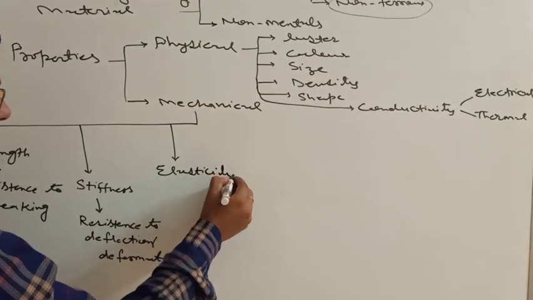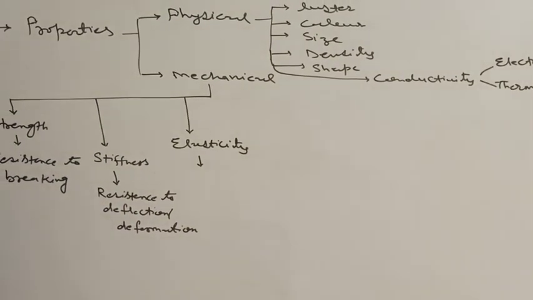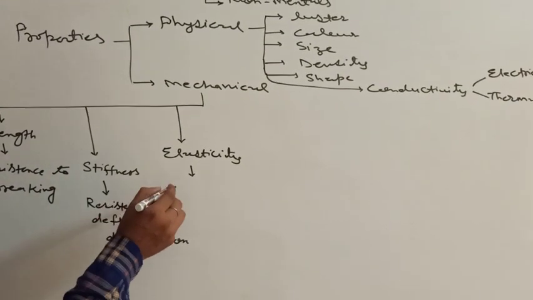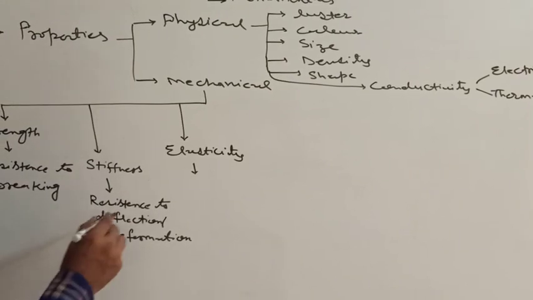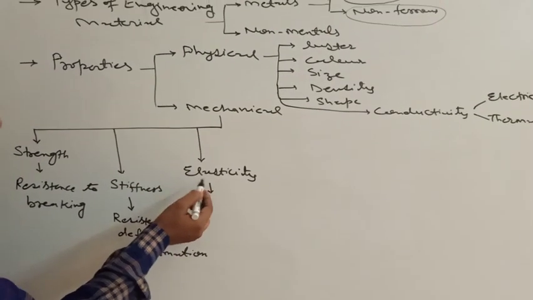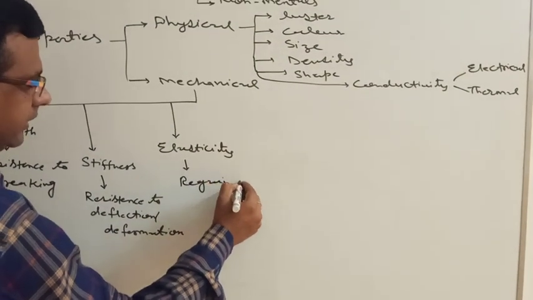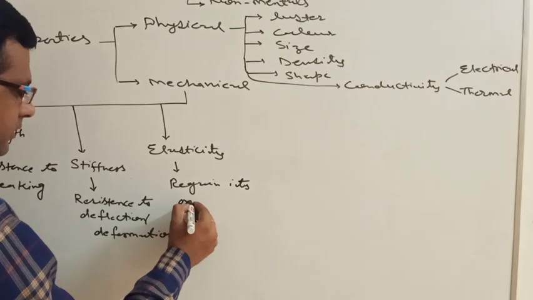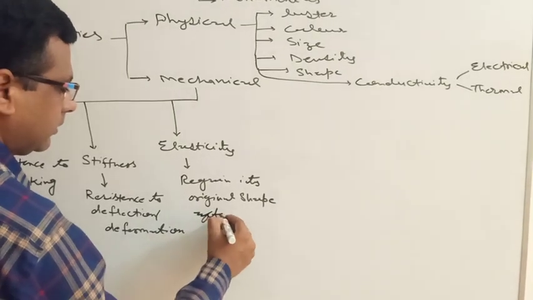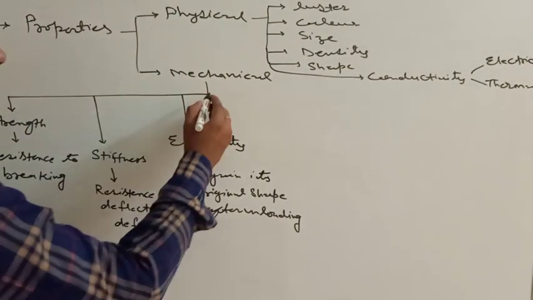Elasticity. We know that if we apply a load on a material, then some deformation occurs. If the deformation is removed after unloading and the material regains its original shape, then we say the property is elasticity. It means the material regains its original shape after unloading.